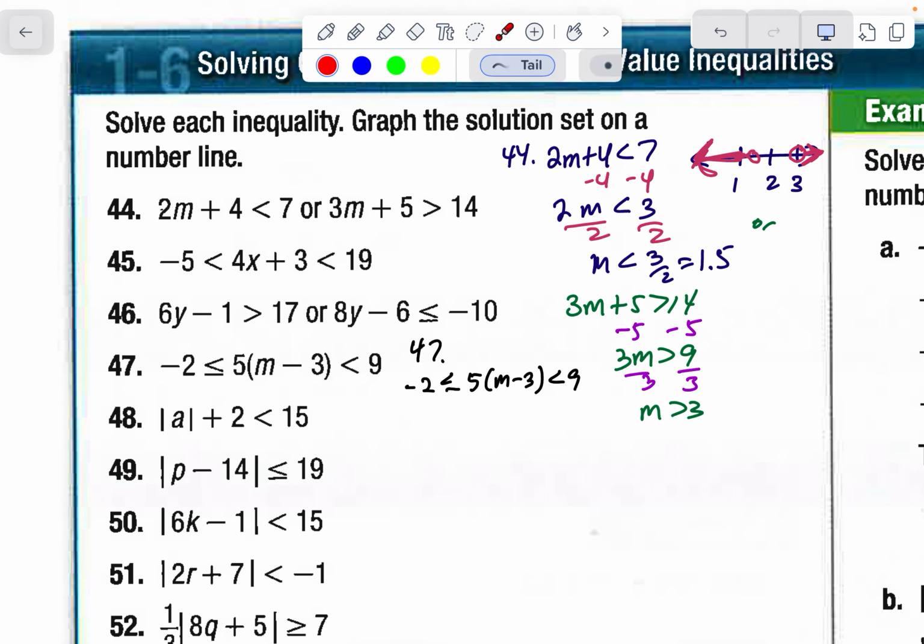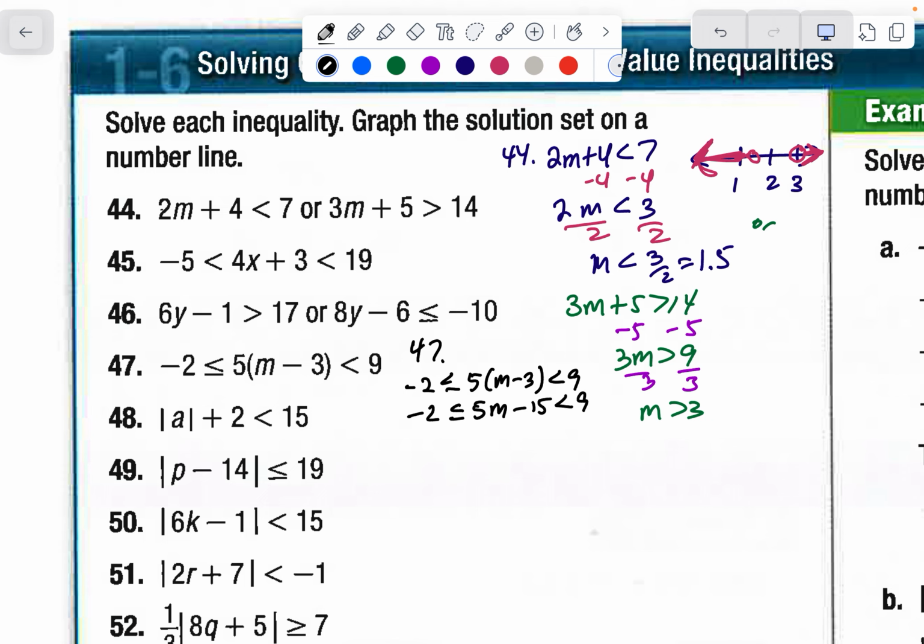Now, if all of the pieces were divisible by 5, you can just divide by 5. That's perfectly acceptable. Feel free to do that. But because they are not, I mean, you could divide and get a decimal, but I don't want to. Instead, what I'm going to do is I'm just going to distribute.